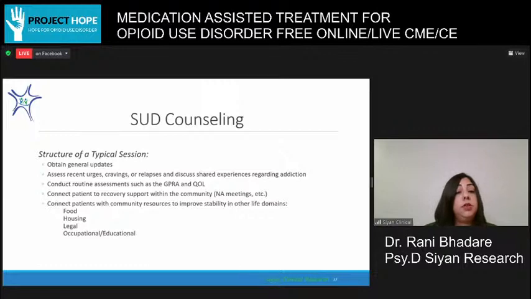It also includes conducting routine assessments such as the GPRA and the QOL. The GPRA is the Government Performance and Results Act, which is administered at our agency at intake, 3-month, 6-month, and discharge. That gives us great data on how their life may be changing with MAT, and what parts of their life aren't changing. We get to assess for use of other substances, criminal behaviors, and so forth.